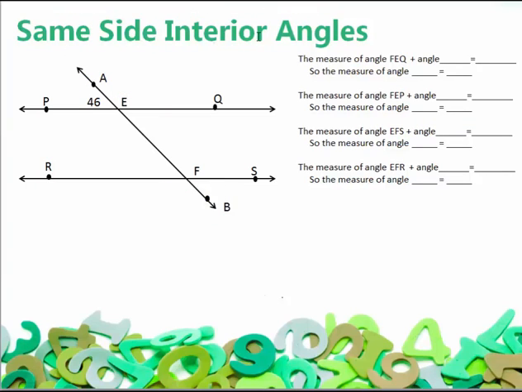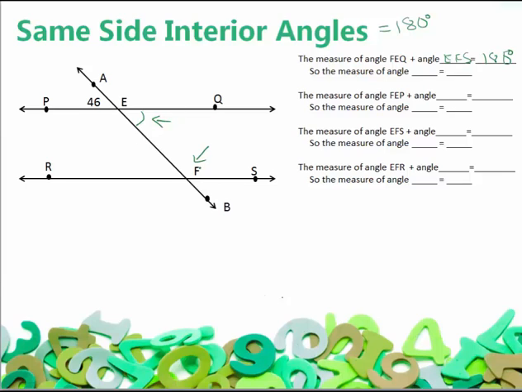Now we have same side interior angles. These are not congruent, but they equal 180 degrees. Same side interior angles. So if I look at FEQ, we have this angle here. We're looking at an interior angle right here that's on the same side of the transversal. So we're going to measure FEQ with this measurement here, EFS with this angle. So we're looking at these 2 angles. They are going to equal 180 degrees.